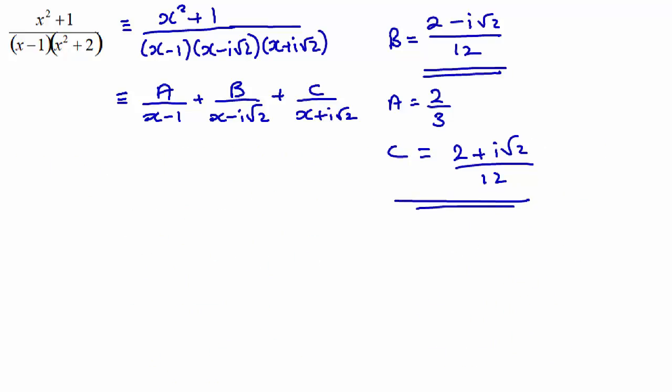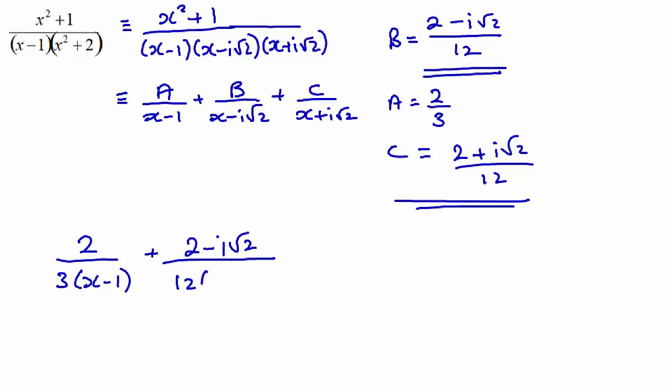So finally, what we'll have here is 2 over 3(x minus 1). And then with the B, we're going to have 2 take away i root 2 over 12(x minus i root 2). And for the C, we've got 2 plus i root 2 over 12(x plus i root 2).